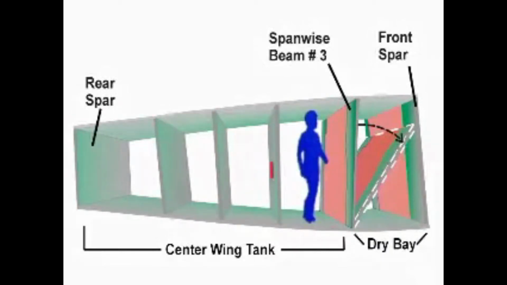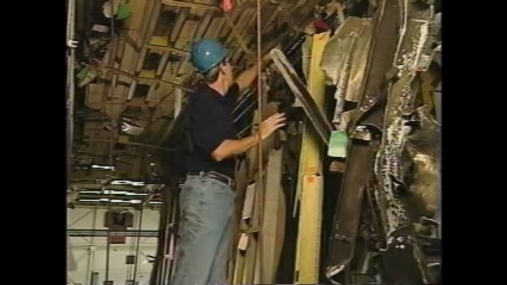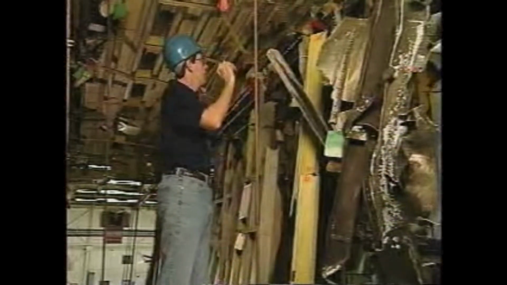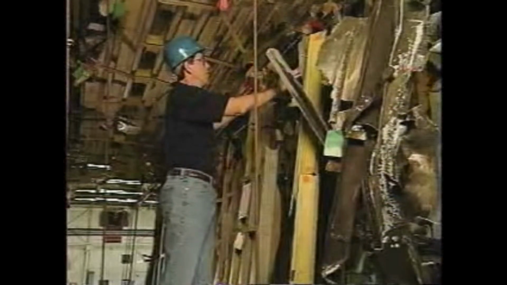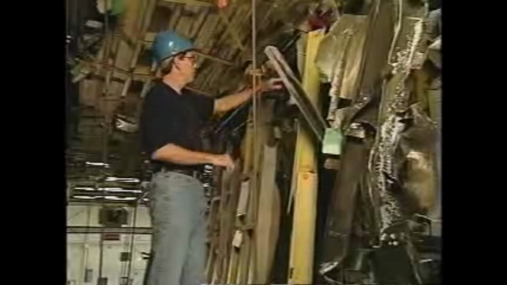This explosion forced spanwise beam 3 forward, fracturing the stiffeners on the back side of the beam and across the top of the beam. Spanwise beam 3 rotated forward. It impacted another stiffener just in front of it as the roof lifted up, and then spanwise beam 3 continued to rotate forward and impacted the aft side of the front spar just in front of this.